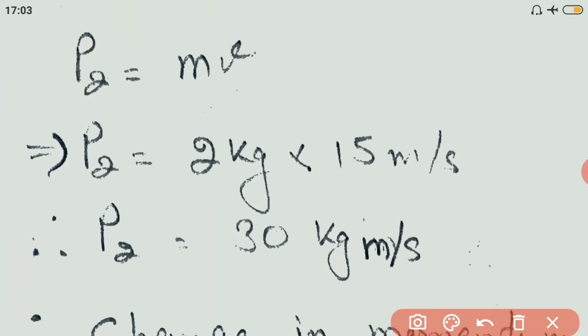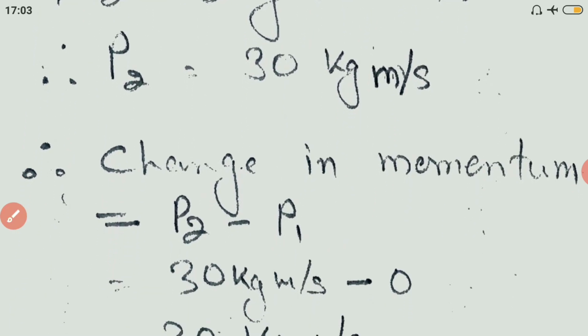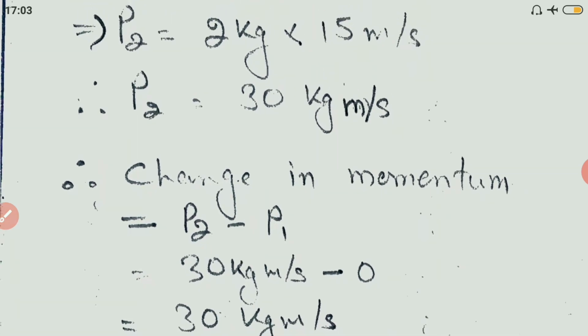Final momentum P2 equals m into v, right? Mass given to us is 2 kilogram. Velocity just now we calculated as 15 meter per second. Therefore P2 is equal to 2 into 15, which gives me 30 kilogram meter per second. So what will be the change in momentum then? The change in momentum will be P2 minus P1, which is 30 minus 0, hence my final answer will come 30 kilogram meter per second. So this is how we have done.